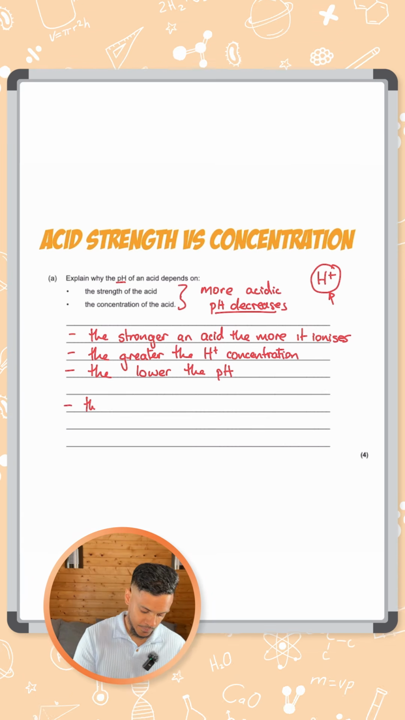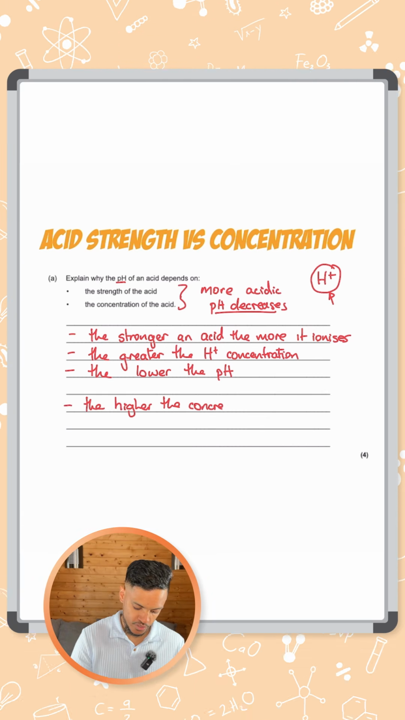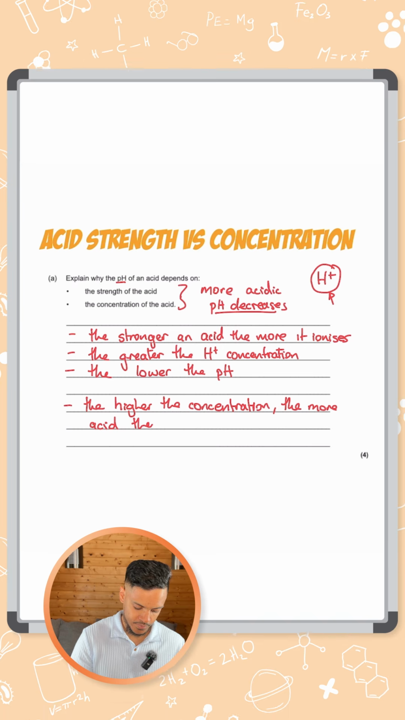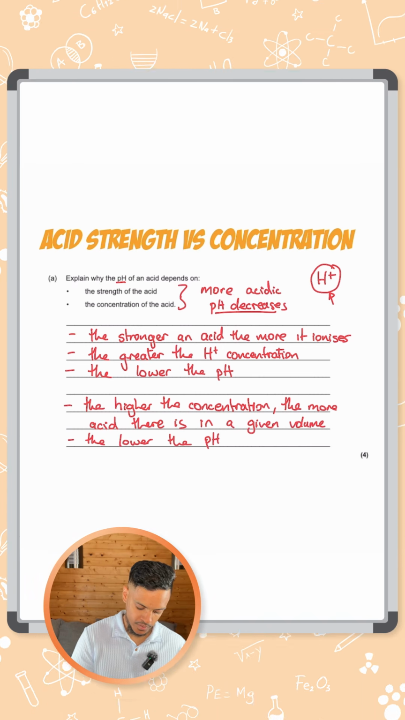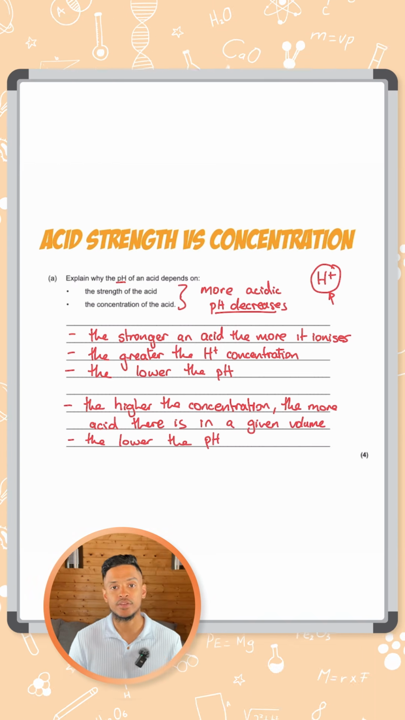So we can say here, the higher the concentration, the more acid there is in a given volume. And again, the lower the pH. And that's how you get 4 marks there.